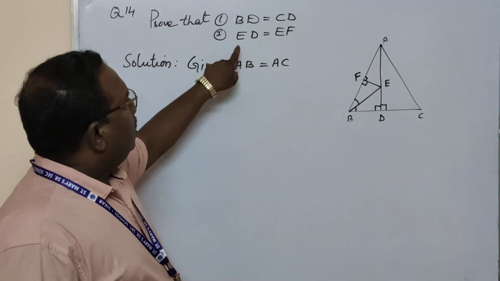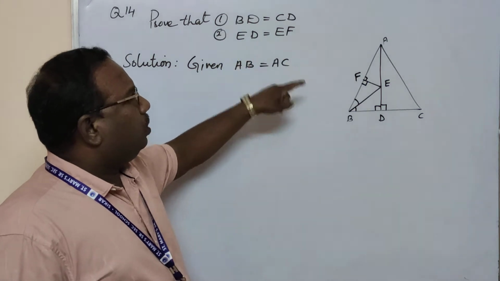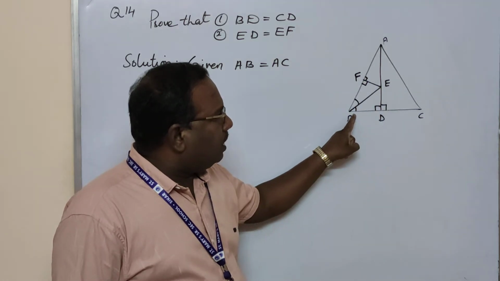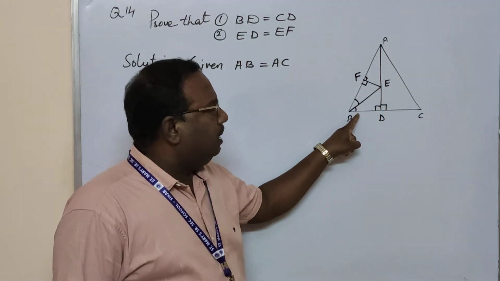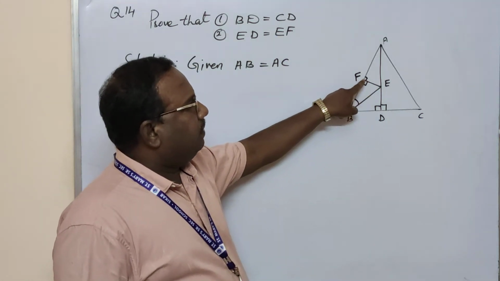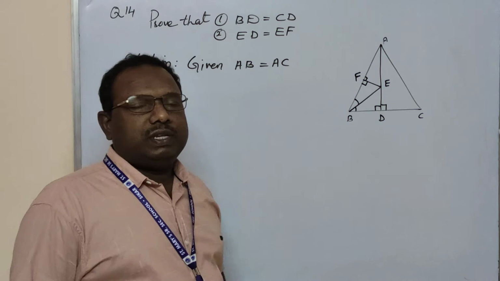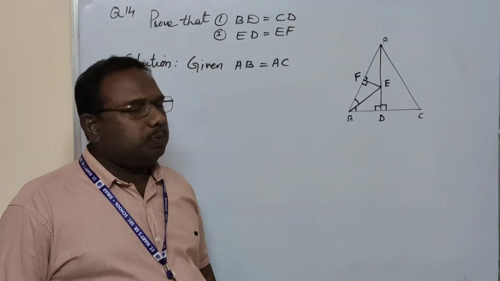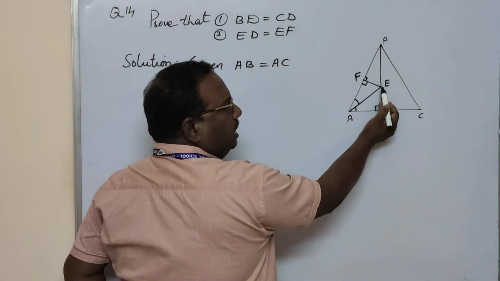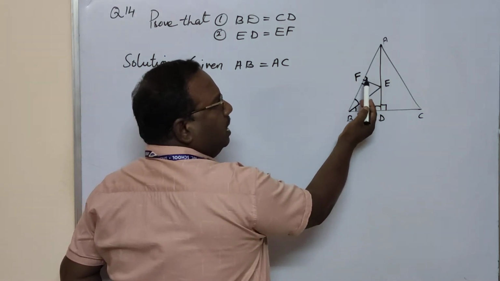Now let's prove the second question. What is the second one? Prove that ED equal to EF. Where is ED? Look here. Here is ED. ED is a side of triangle EDB. And EF, where is EF? Here is EF. EF is side of triangle EFB. So, which are the two triangles you have to choose to prove congruent? One is triangle EDB and other triangle is EFB.